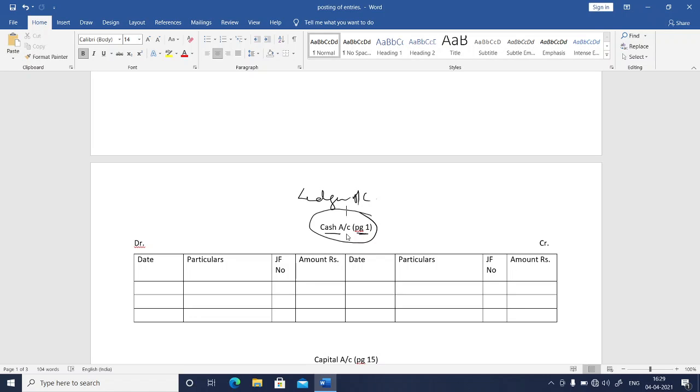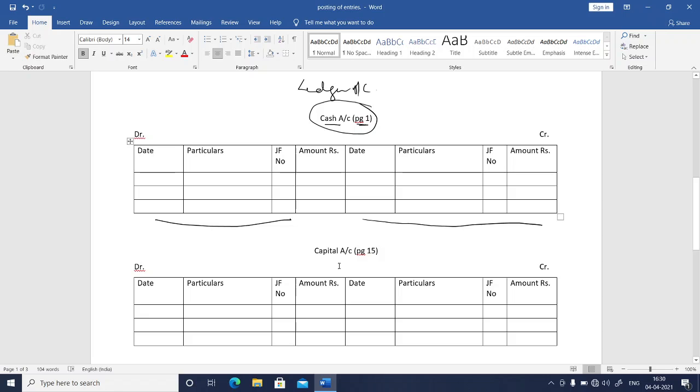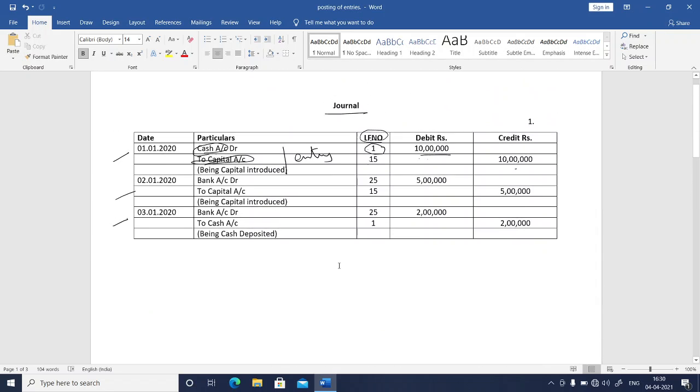If you see, there are two sides. This side is the debit side and this side is the credit side. You have date, particulars, JF number, amount on the debit side, and date, particulars in the same format on the credit side. Similarly, I have capital account in the ledger. This is opened in a separate page, page number 15 of the ledger, and the format is the same as you can see above. Now, how do you post the journal entry into the ledger?